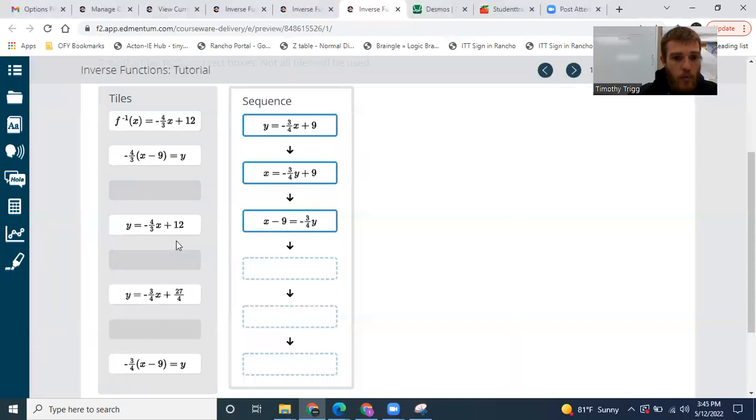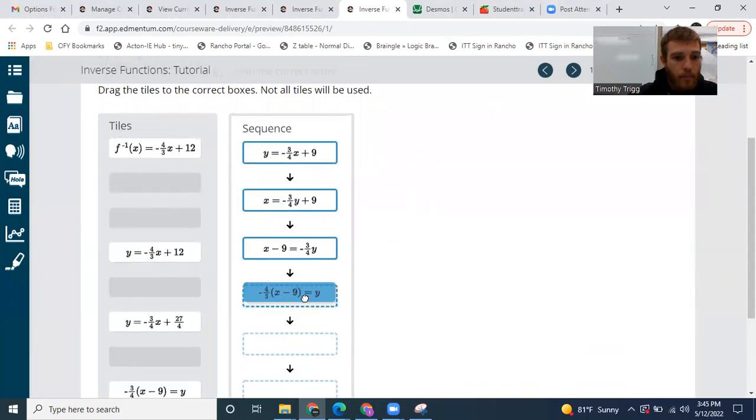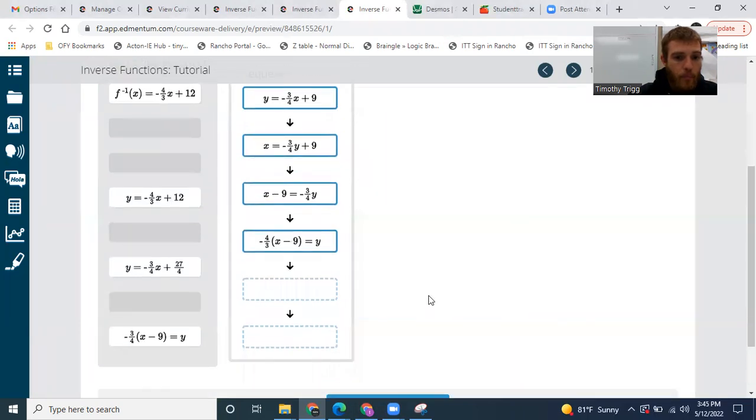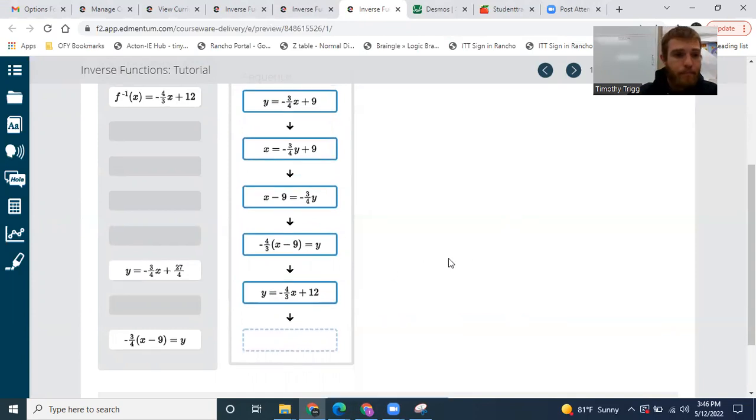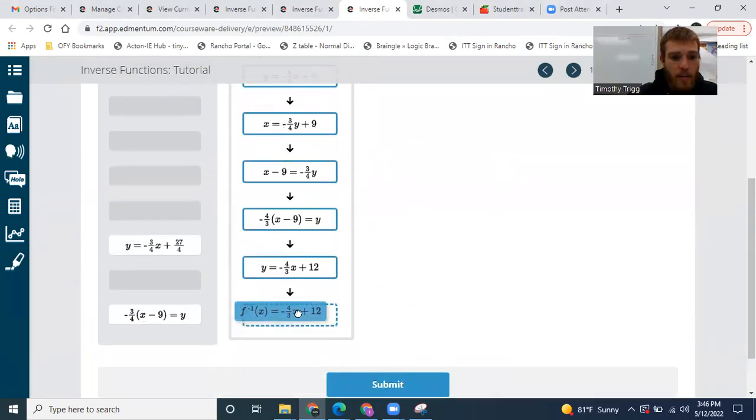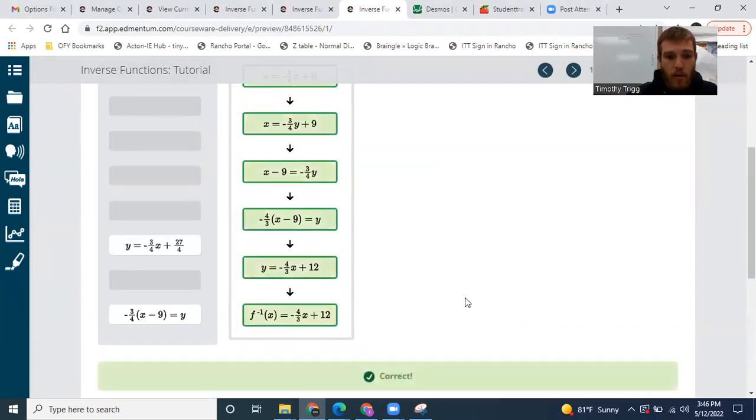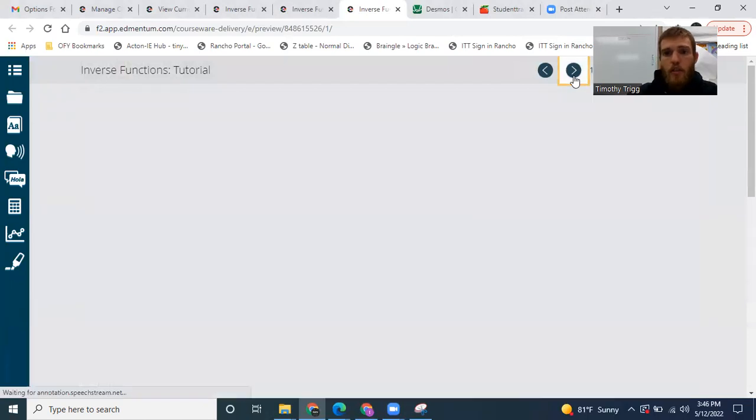So which one shows that? I guess this one. Okay. Then they distribute this negative 4/3. Also, they did what I did, where you put the y on the left side. Then they replace y with f inverse of x. Let's make sure we're correct. Nice. Okay.